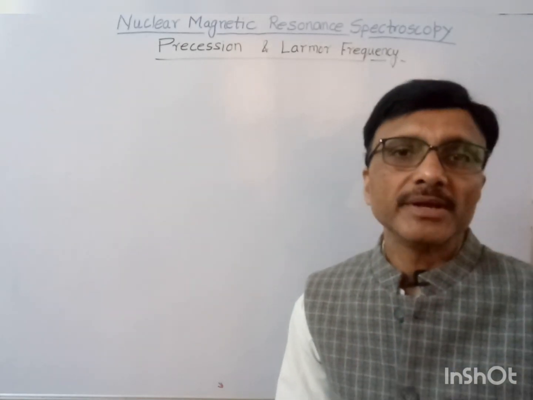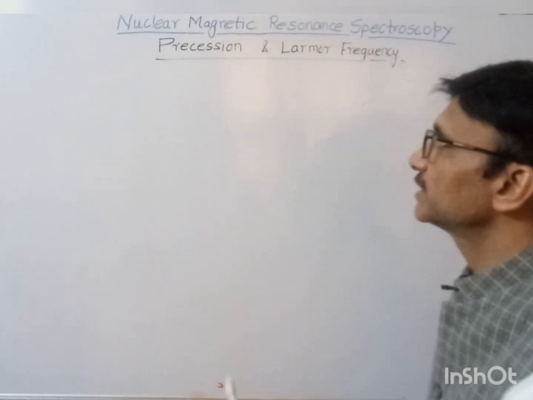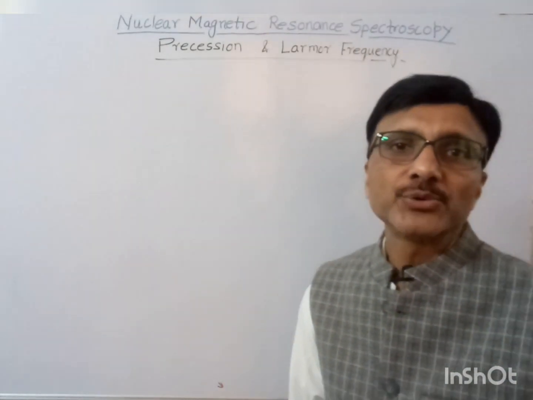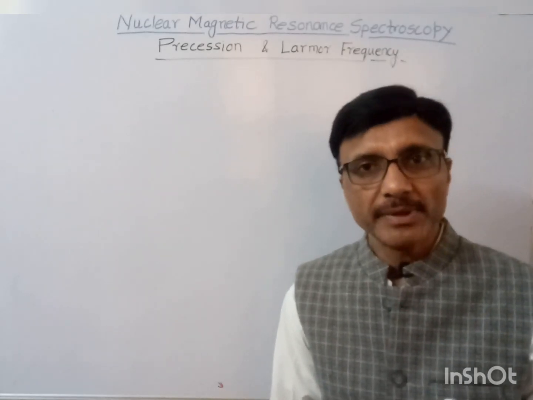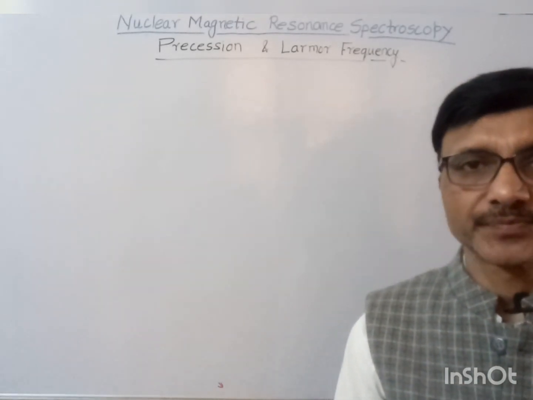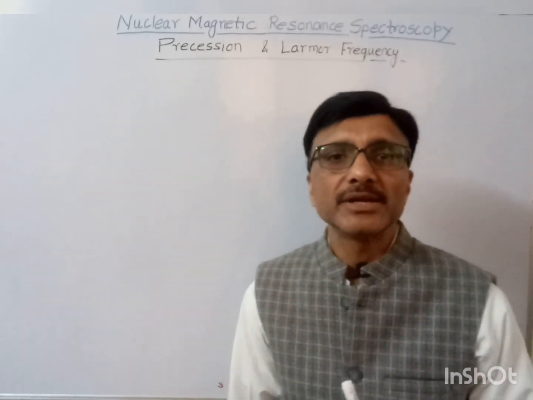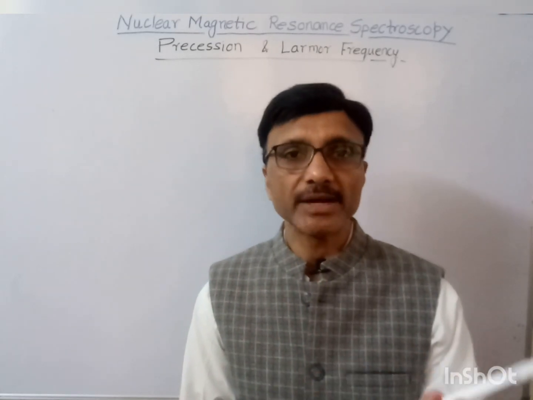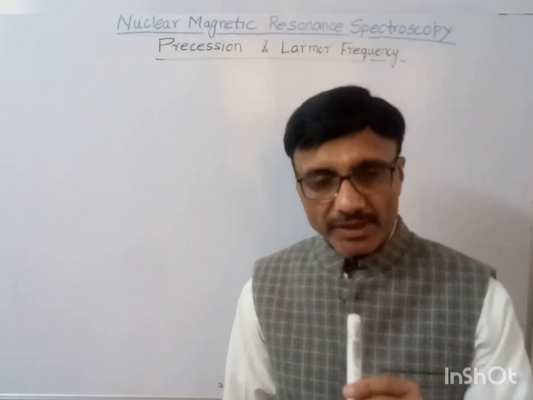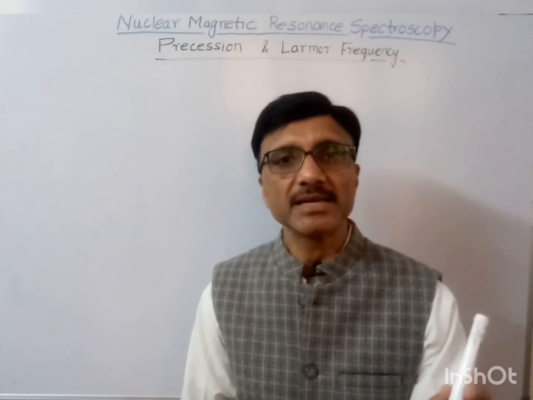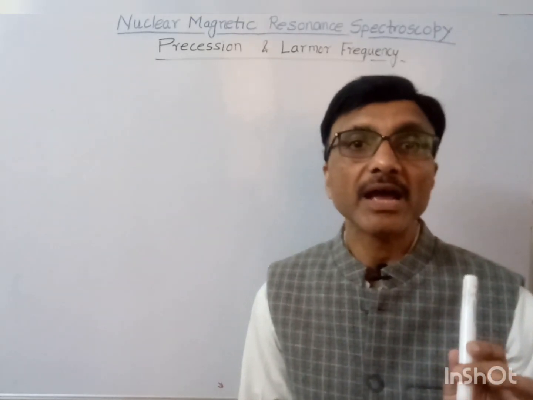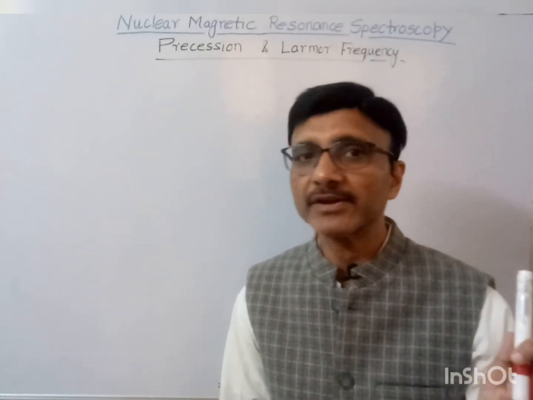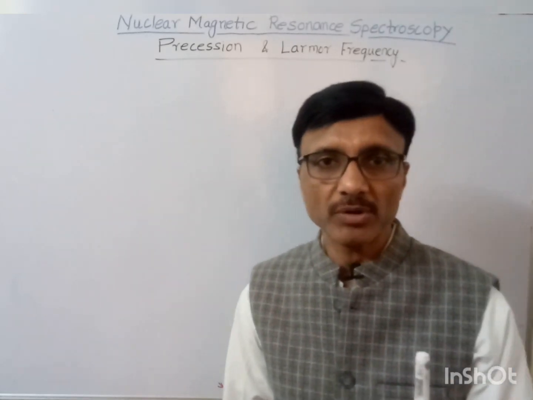In NMR Spectroscopy, today I will discuss precession and Larmor frequency. In my previous lecture, I told you about the nuclear spin and nuclear spin states. The nuclei of an atom is spinning on its own axis, like that of an electron. And if they are spinning, then they will act as a tiny magnet and will have a certain direction of magnetic field, which we can determine by the right hand thumb rule.